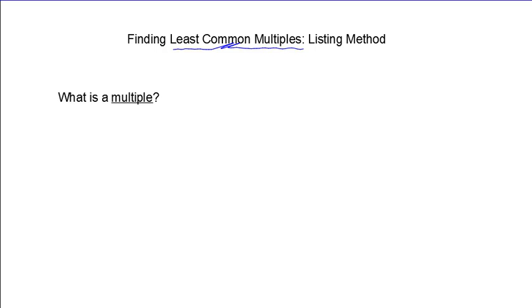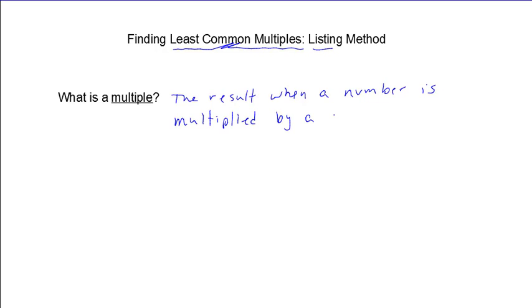This first way is called the listing method. Now, before we get to that, I find that a question students have many times is, what is a multiple? And what a multiple is, it is the result when a number is multiplied by a whole number.